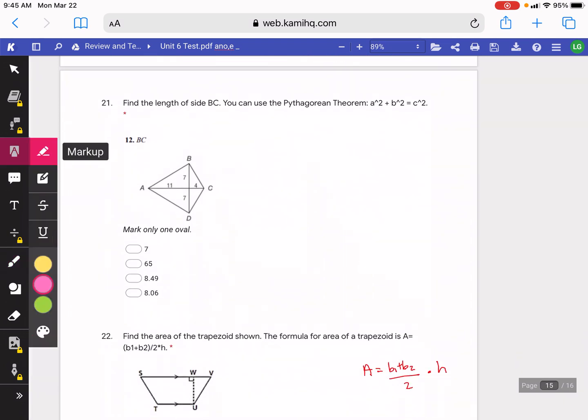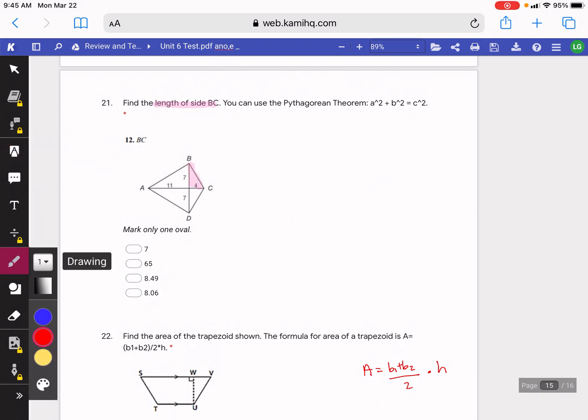This next question, we're finding the length of side BC, which is this side right here. If you notice, this makes up a small right triangle because we know that the angles formed by the diagonals of a kite are all 90 degrees. So we can use the Pythagorean theorem to find side BC. So we're using a squared plus b squared equals c squared. C is our side BC there.